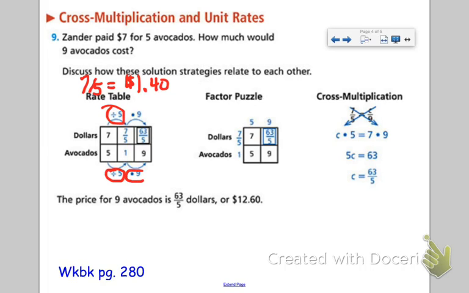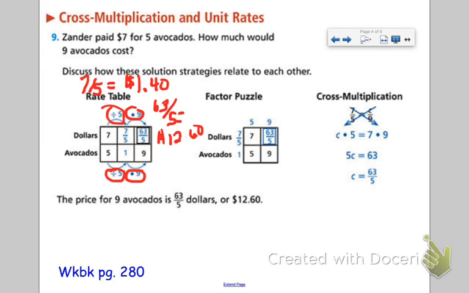Well, that's for 1 avocado. How much for 9 avocados? We're going to have to multiply by 9. So 7/5 times 9 gives you 63/5. Or if you want to be correct, 63/5 is the same as $12.60. So it's going to cost $12.60 for 9 avocados. And we went about this by finding the unit price first. How much for 1 avocado, so we can figure out how much for 9 avocados.